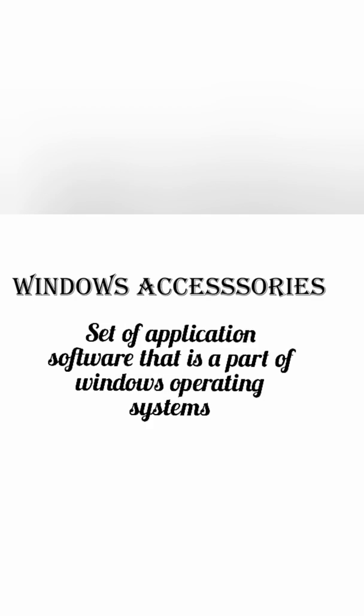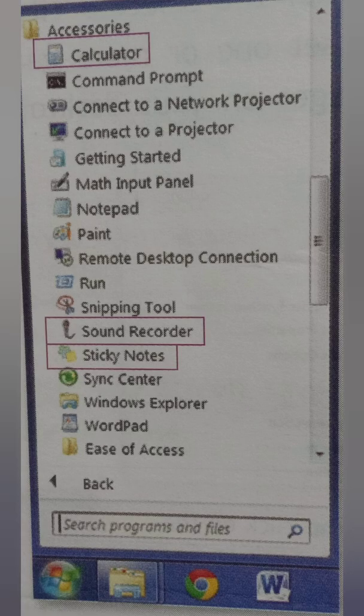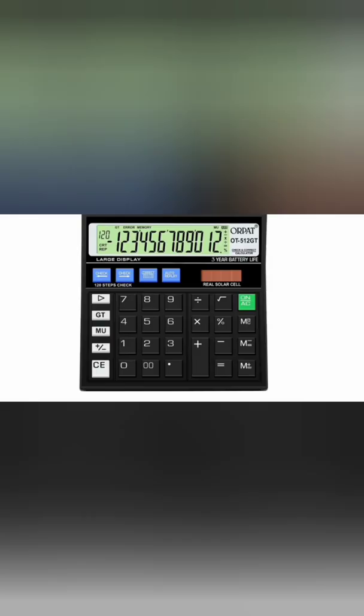Now we are going to study about Windows accessories. Windows accessories is a set of application software that is a part of Windows operating system. These are small programs that are extremely useful for completing everyday tasks. To use Windows accessories, click on Start, All Programs, and there the Accessories option is there. See, these are the Windows accessories. Here normally we are using calculator, sticky notes and sound recorder. Let us learn to use calculator, sticky notes and sound recorder now.